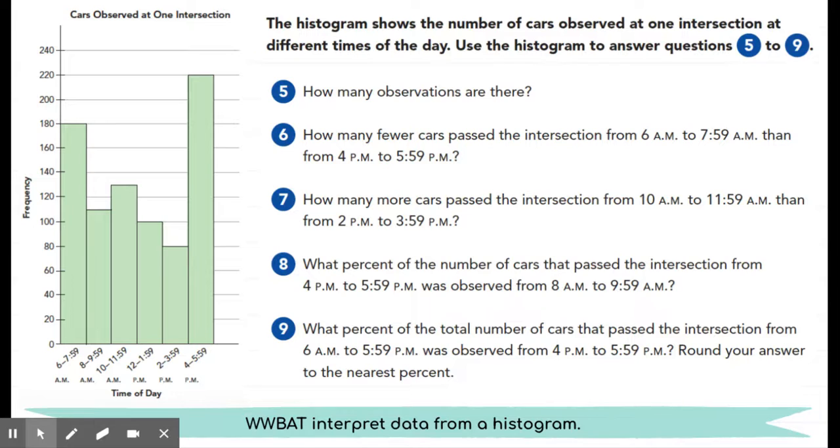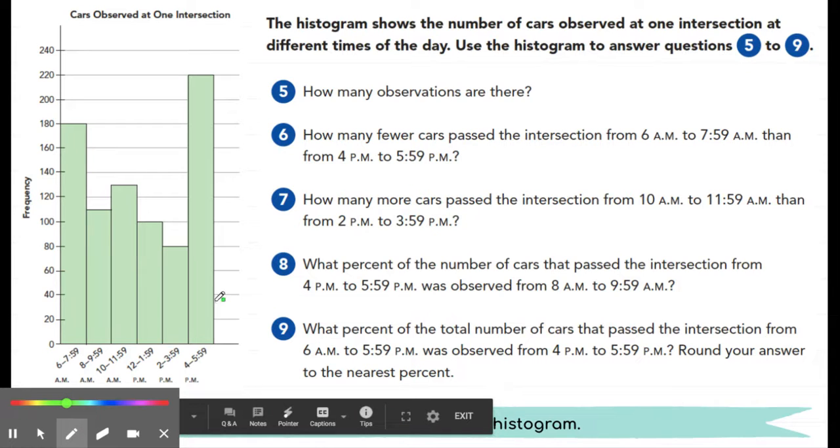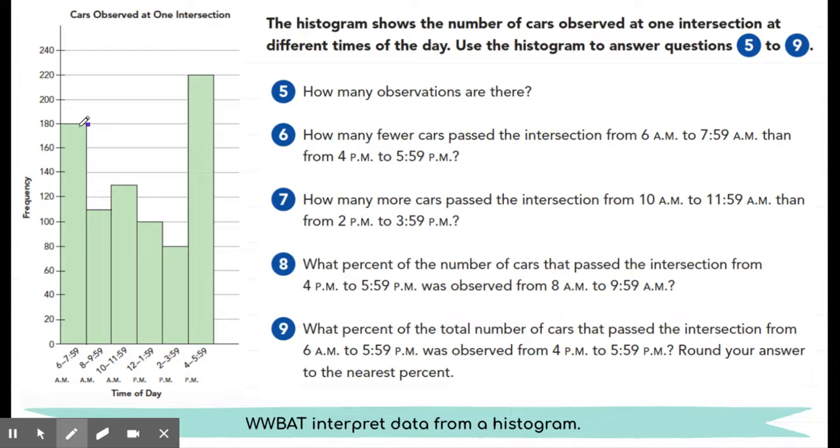The histogram shows the number of cars observed at one intersection at different times of the day. Use the histogram to answer questions 5 to 9. Question number 5 asks how many observations are there. So first of all, we have to count how many observations are there in total. This histogram shows numbers of cars observed at one intersection, and the bottom part shows the time of the day, and the left hand side shows the frequency, or how many times a car has been observed.